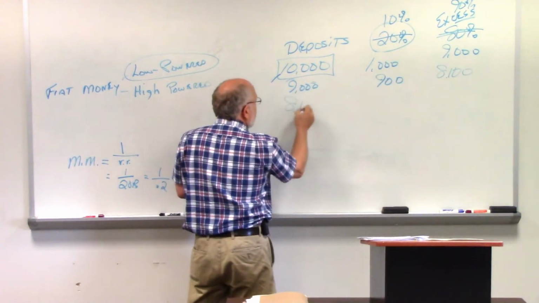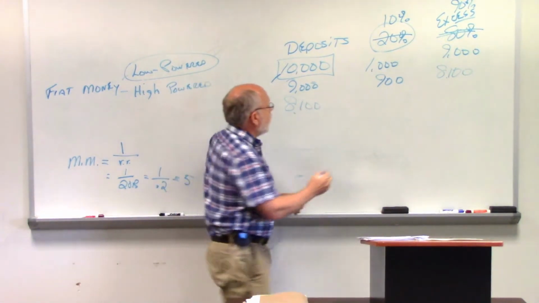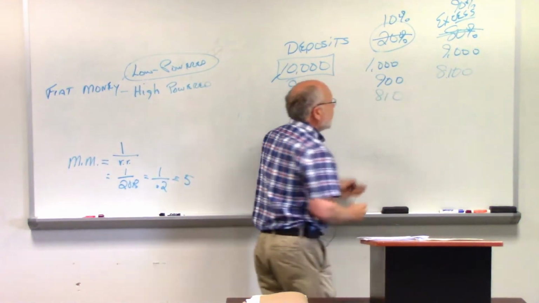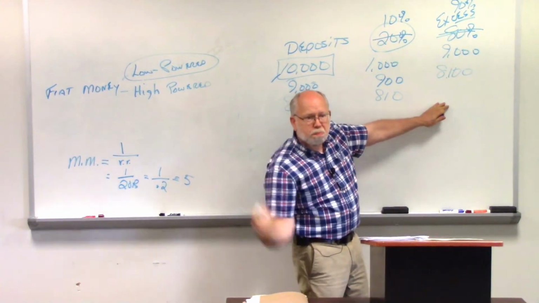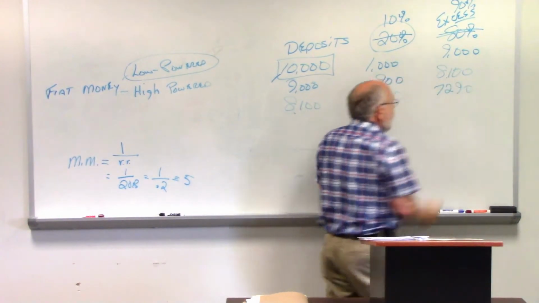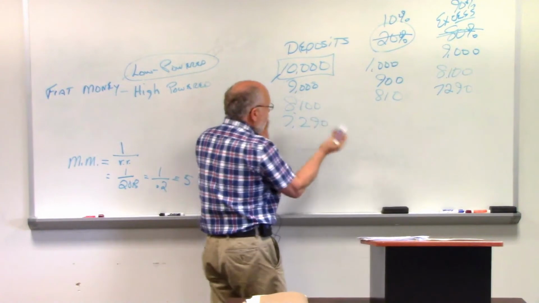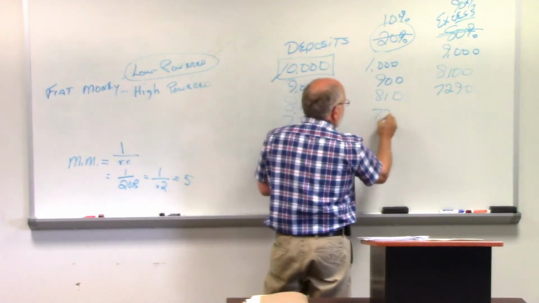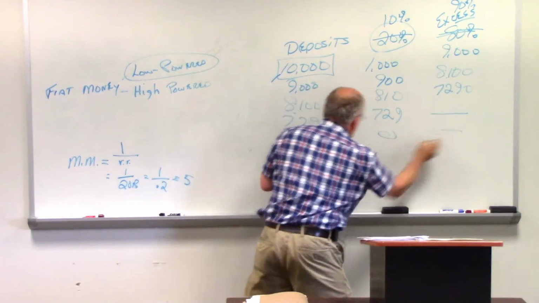8,100. Okay, we find somebody to loan that money to. Now we've got $8,100 in deposit, and we're going to hold out 10%, which is $810, which is going to give us excess reserves of $7,290. We find somebody to loan that money. We hold out 10%, which is $729. We get another number, and we put it over here. We hold out some. We get another number.